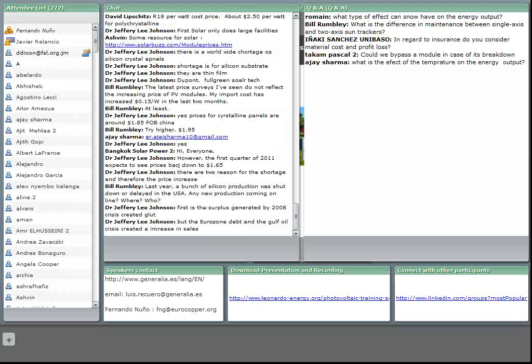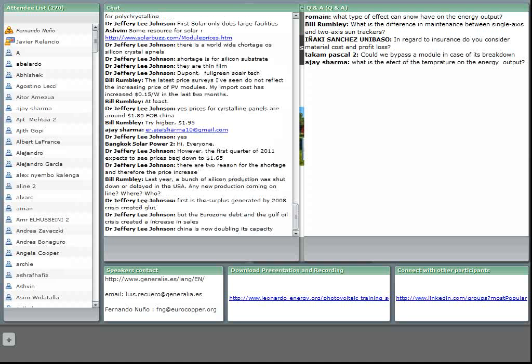So I'm going to answer a question that I think is related to the question about the snow, because there is a person asking what is the effect of the temperature on the energy output. Well, as we have said during the last webinars, but it is important to have it clear, the temperature has an influence on the panels that produces some losses in the panels.